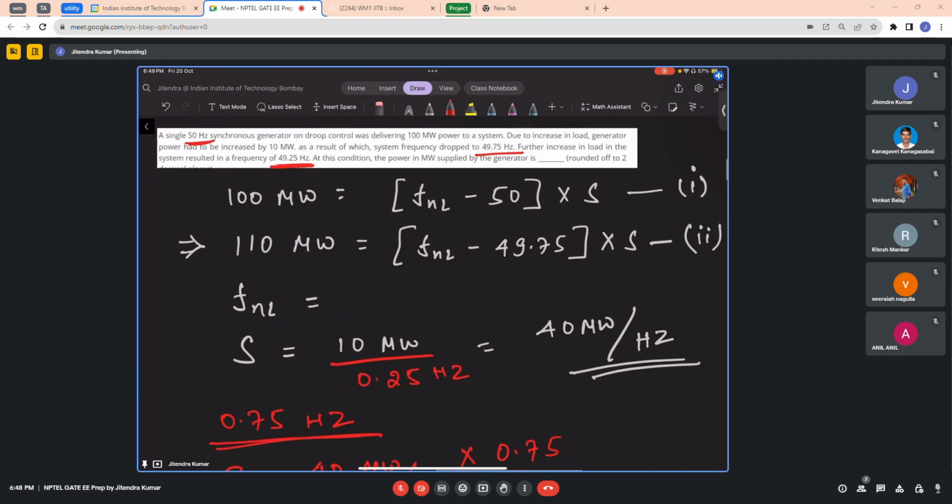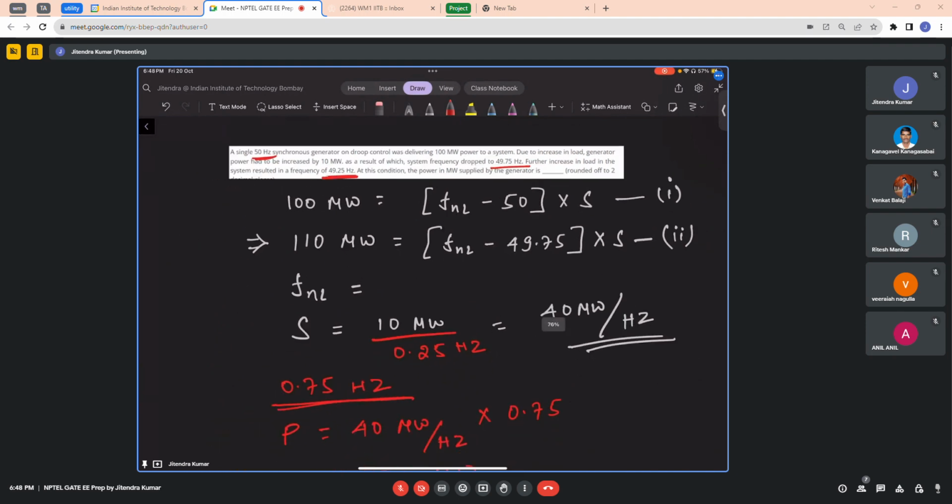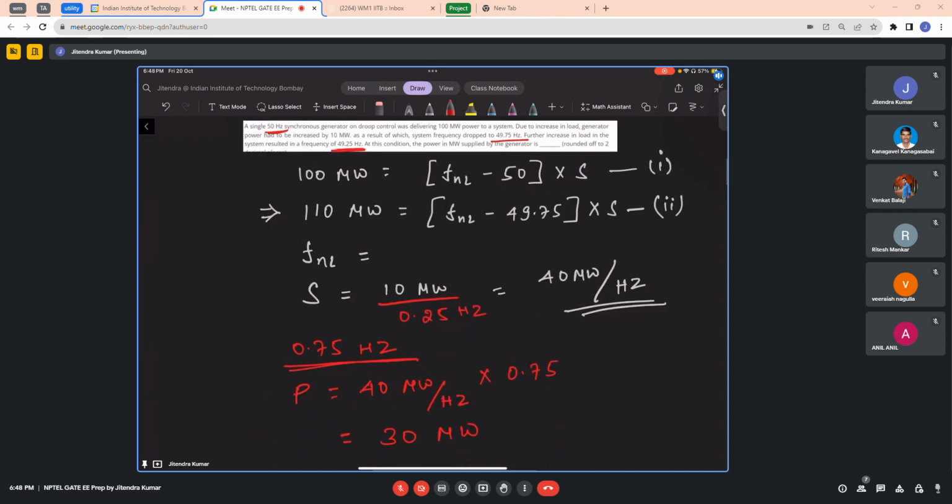At this condition, the power in megawatt supplied by the generator. Read the question very carefully. That's where you might get trapped in the exam. So will the answer be 30 megawatt or not?